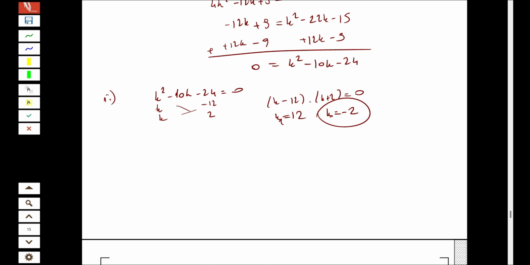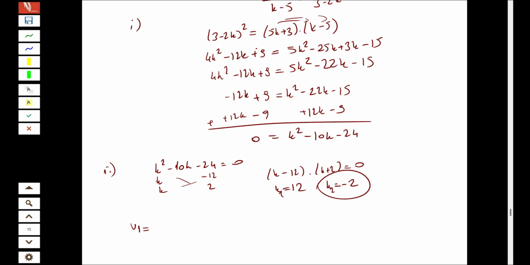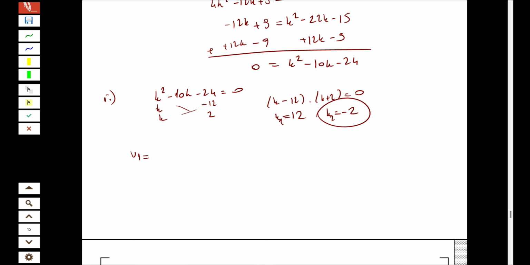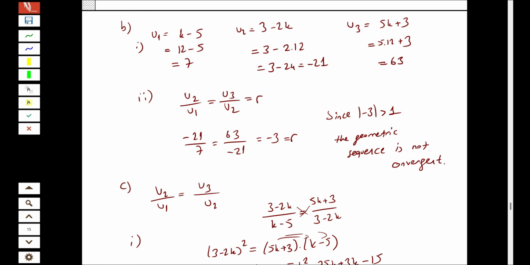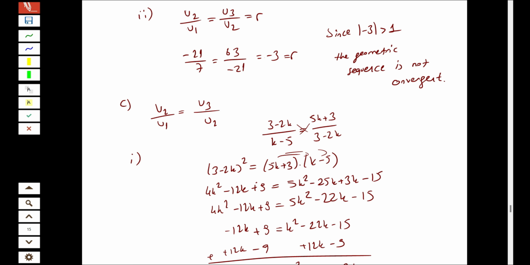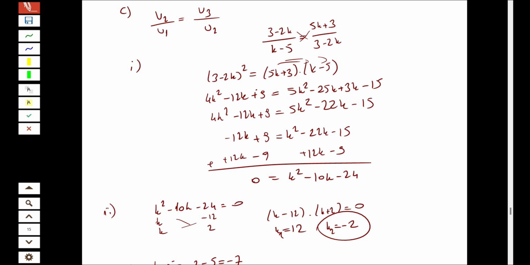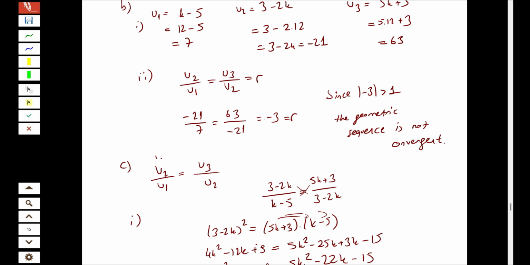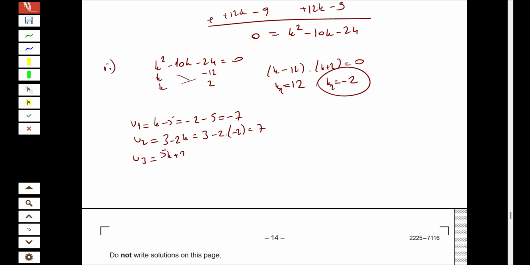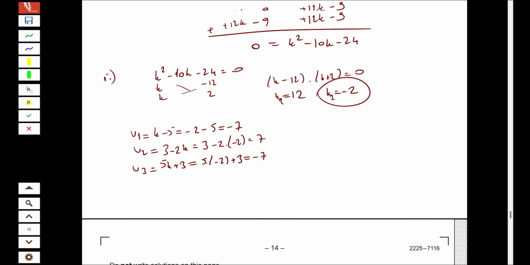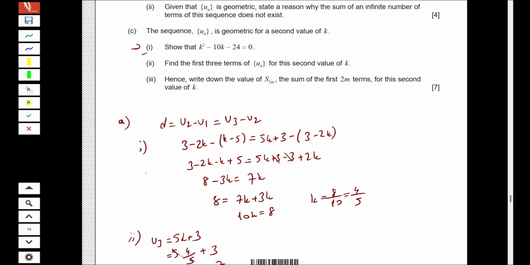From here, you can write U1 will be k minus 5, so minus 2 minus 5 is minus 7, and u2 will be 3 minus 2k. It will be 3 minus 2 times minus 2, which is 7. And u3 is 5k plus 3, 5 times minus 2 plus 3, which is also minus 7, right? Yeah, we found the first three terms.